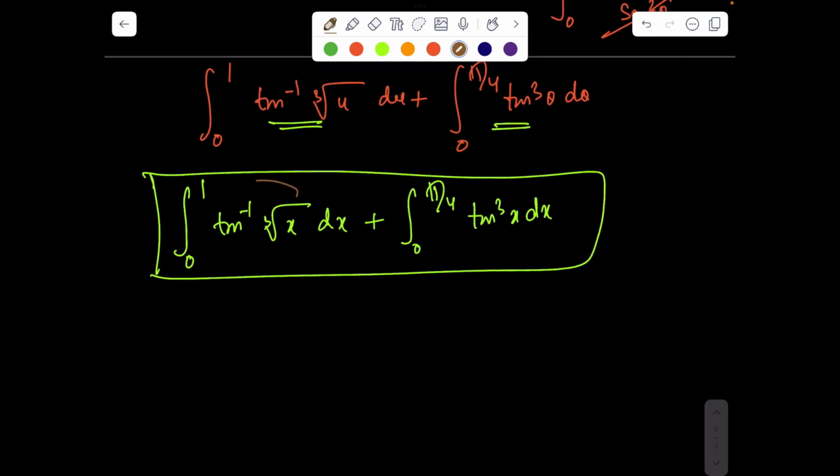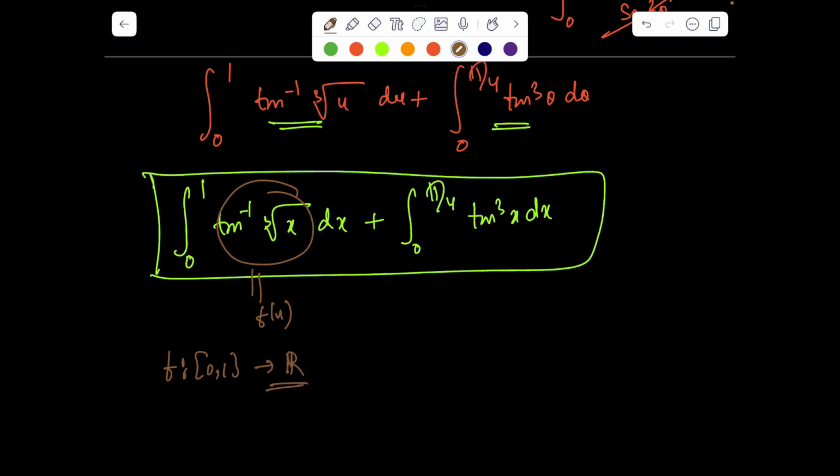You can notice from here that if I consider tan inverse cube root of x as a function f of x, defined from 0 to 1 to the reals, with the range going from 0 to tan inverse 1, which is pi over 4, then this quantity will certainly be f inverse of x. That can be seen easily. Let's say y is tan inverse cube root of x. So tan y is cube root of x, which gives x equals tan cube of y.